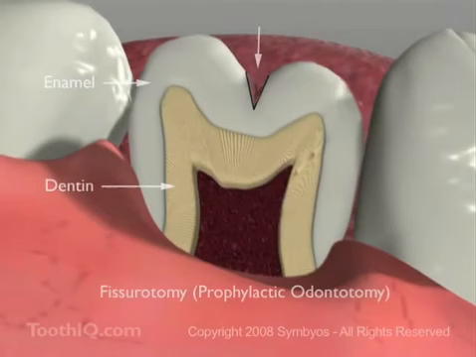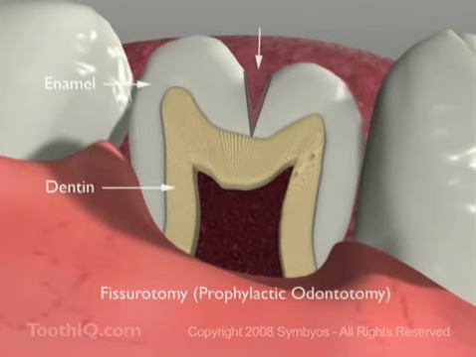Fissurotomy, or prophylactic odontotomy, involves funneling the grooves open with a cone-shaped dental burr. If done early enough in grooves that do not extend through the dentin layer, it may be possible to perform this procedure and nothing further. More commonly, however, the deepest pits and fissures do extend close to or into the dentin layer, and this procedure must be followed by placement of a filling of some type. The procedure must also be performed by a dentist, since it involves removal of tooth structure.